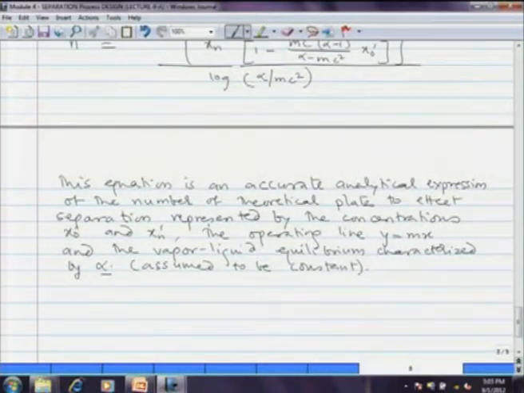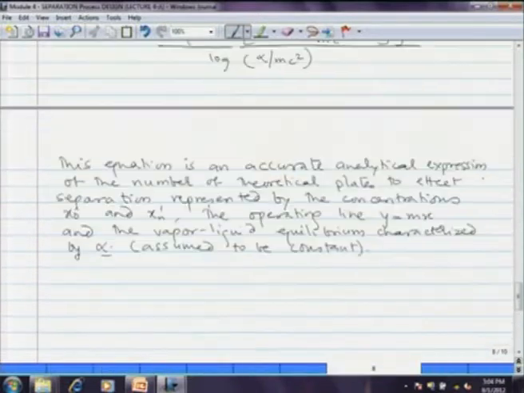This equation is an accurate analytical expression for the number of plates, number of theoretical plates, represented by concentrations x0 dash and x n dash, the operating line y is equal to m x, and the vapor liquid equilibrium curve characterized by alpha. Now, what is the beauty of this expression? We have already learnt calculation or determination of the equation of the operating line in the course of mass transfer operations of NPTEL.